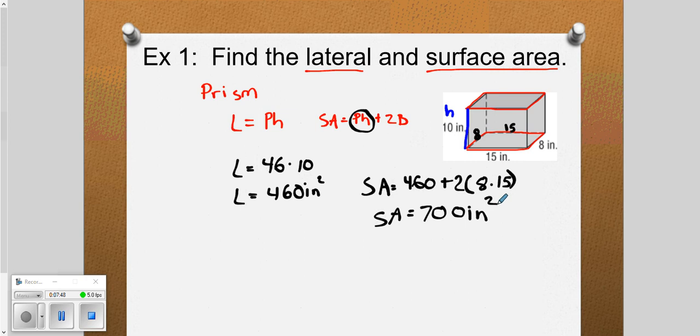One thing that should always check out, no matter what object you're dealing with, the surface area has to be larger than the lateral area, because it includes more of the object. So if you ever notice that your surface area is smaller than your lateral area, that's one of those red flags that something is not as it should be, so recheck your work.